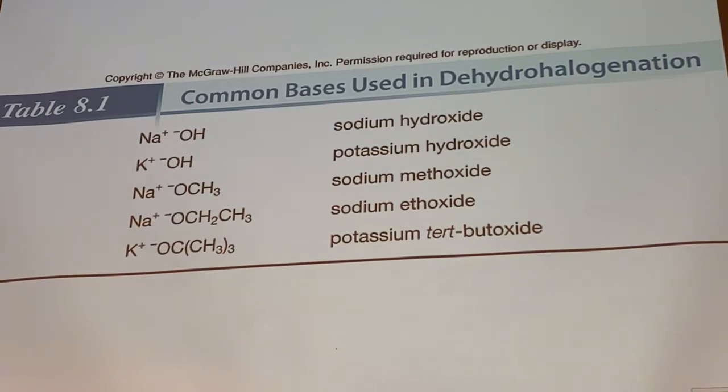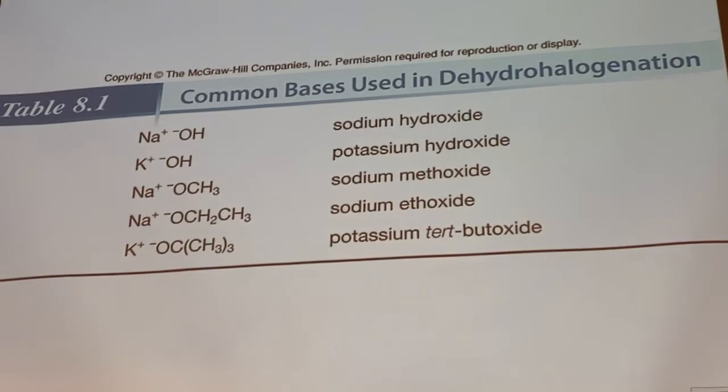We recognize hydroxide bases as strong bases from general chemistry. And then these other ones, these alkoxide bases, are the conjugate bases of alcohols. Okay, those are strong bases comparable to hydroxide in their basicity. So the one at the bottom here, potassium tert-butoxide, is a special base.